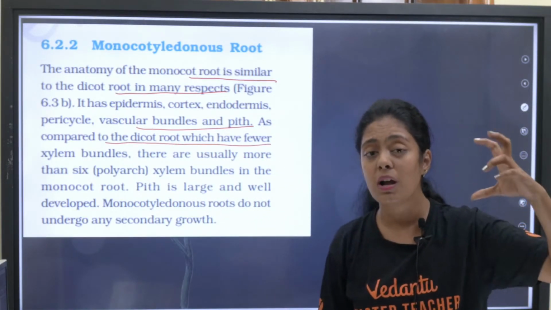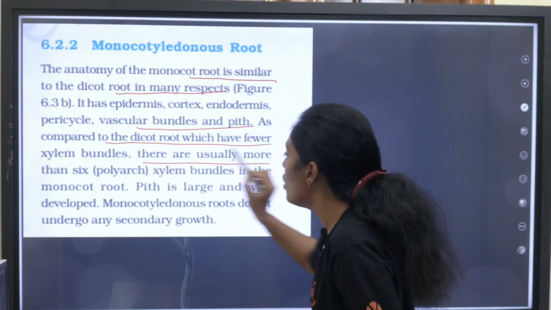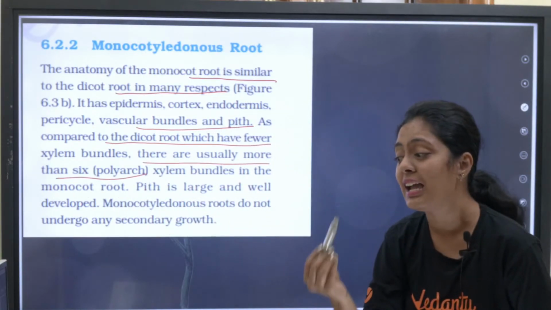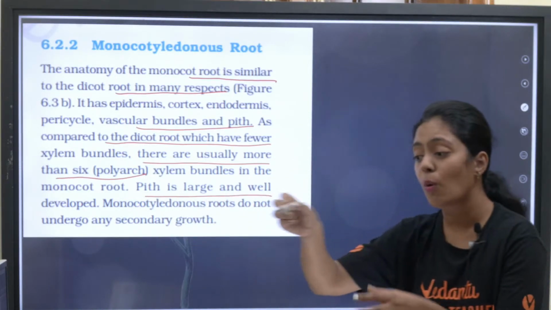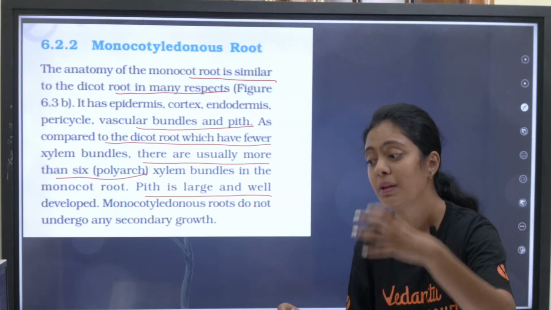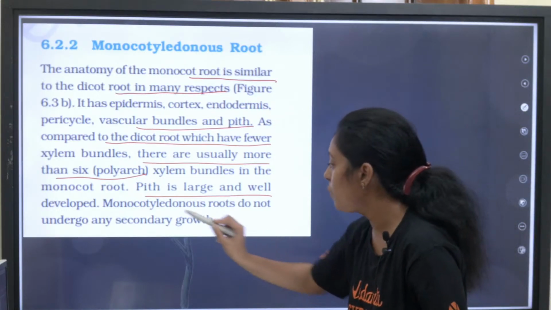Okay, here there are very few xylary elements, about 4 xylary elements. Here it is more than 6 xylary elements present. And the pith is large. Here the pith is very large. I will show you the picture. You will understand it. Very good, Janice. Very good. Super.